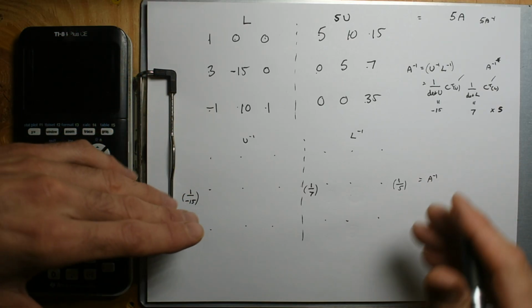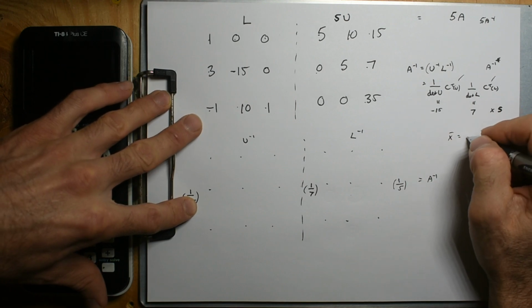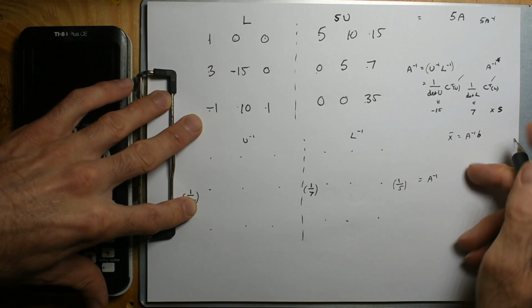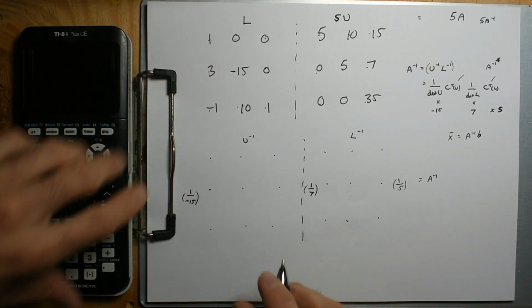And then what are we doing? We can just find the solution by taking the inverse of A times B. And you're like, do we do it in this order? Yes, because you couldn't do it in the other order. Try that for yourself.